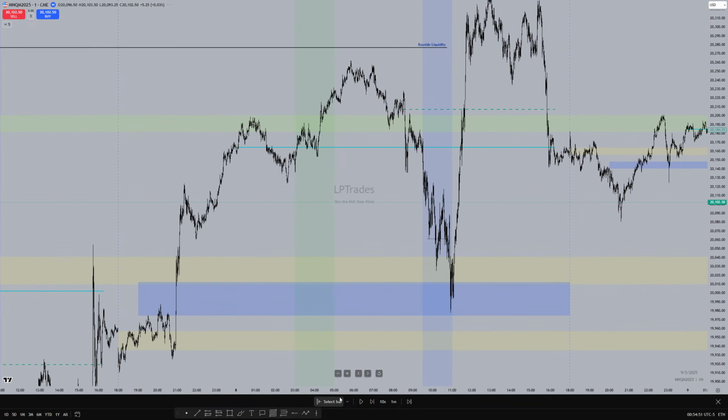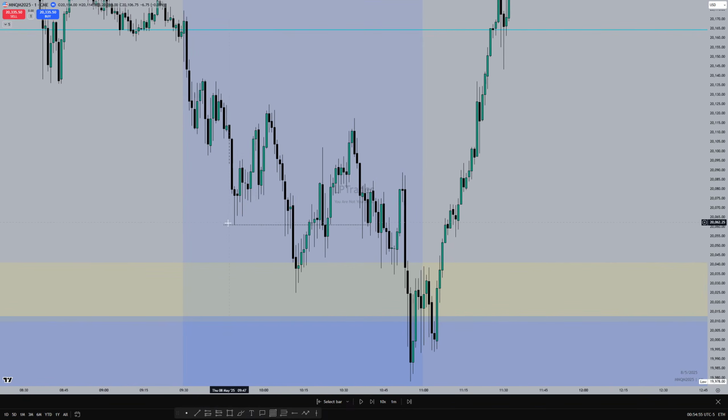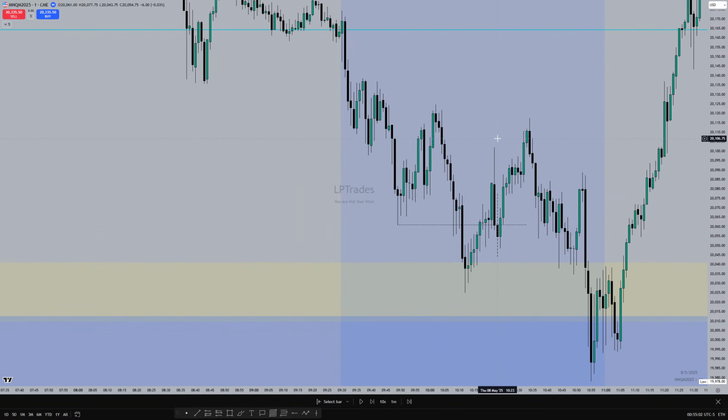No, it's the same gap risk, but I wouldn't log it. No.